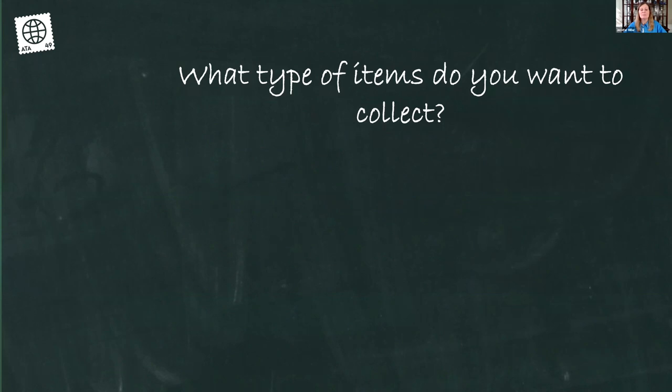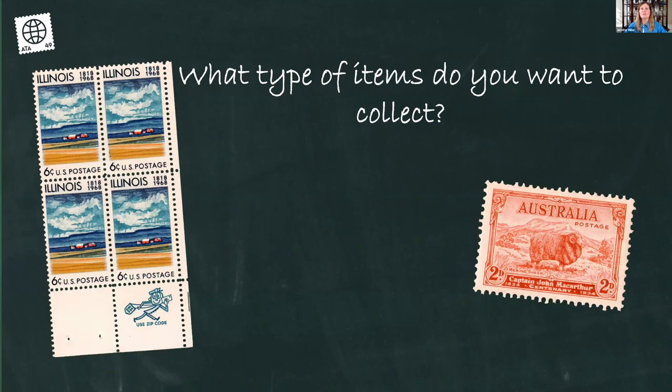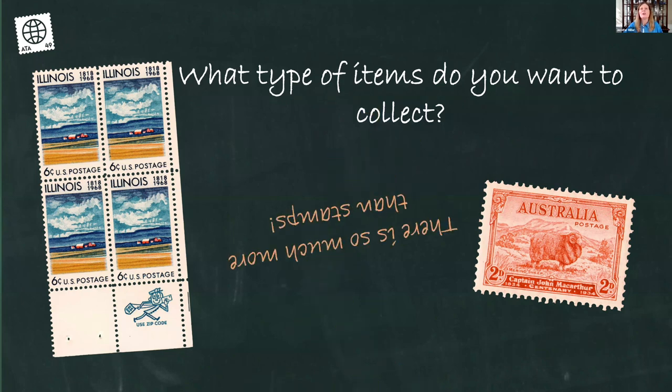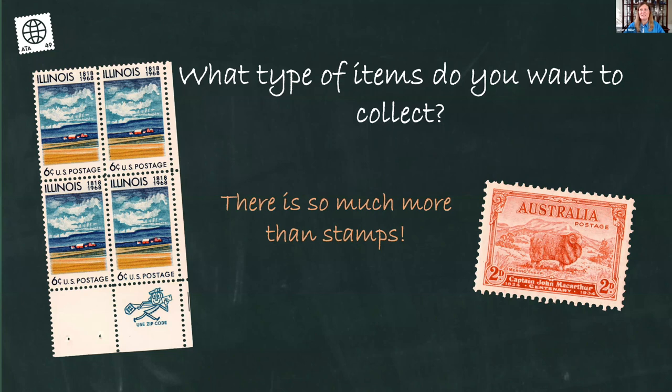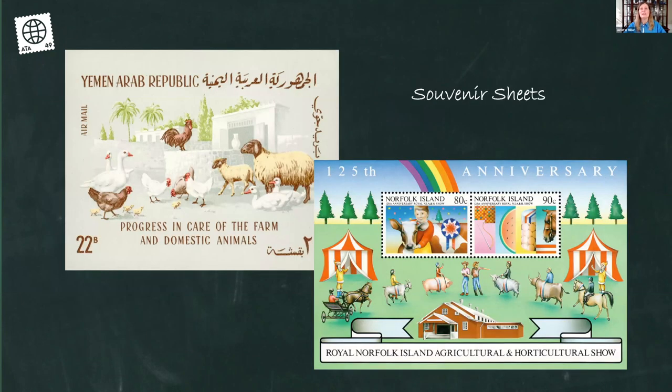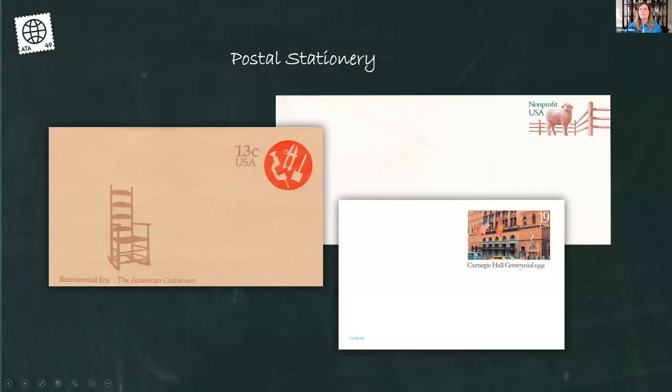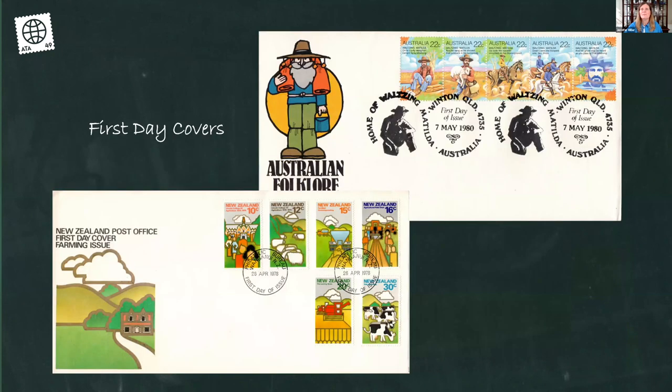What type of items do you want to collect? Most collectors start with stamps. But there is so much more than stamps. There are souvenir sheets. This one, the sheep isn't even on the stamp. It's on the sheet itself. There's postal stationery. First day covers.